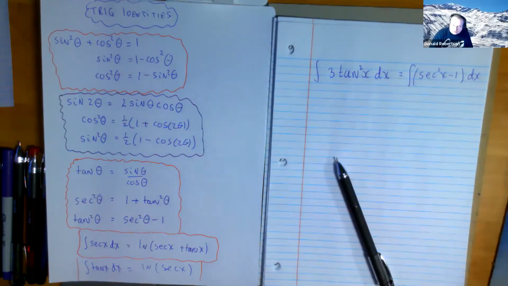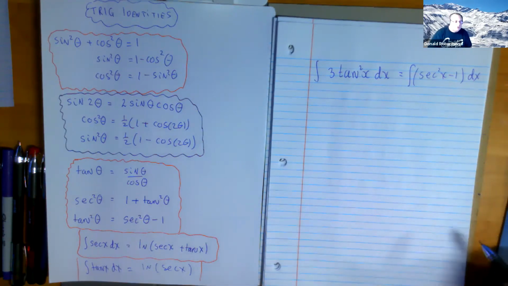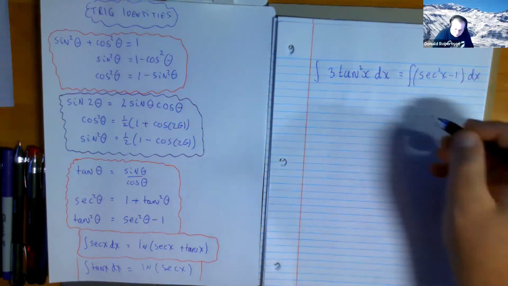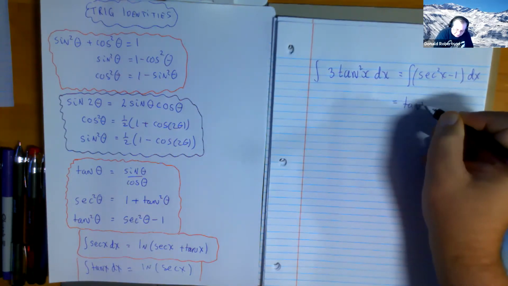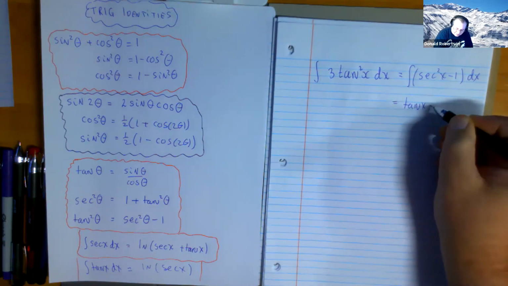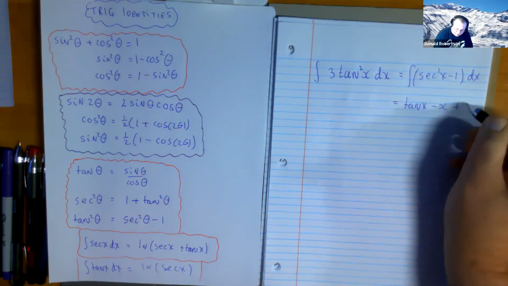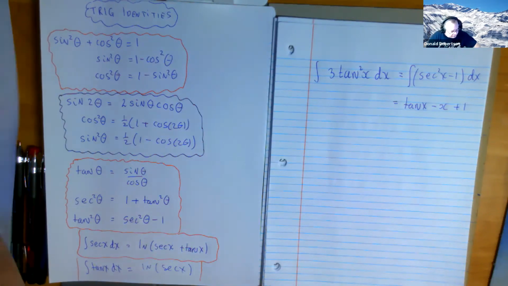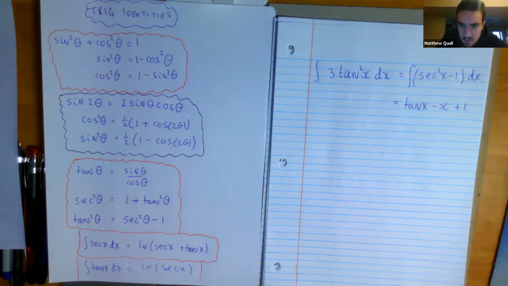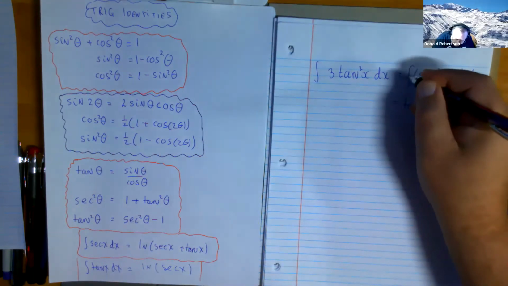Now, the advantage of doing that is I can integrate secant squared minus 1. Because isn't the integral of secant squared tan, and the integral of the number 1 is x, so tan x minus x, plus C. What happened to the 3? Oh, it's still there.